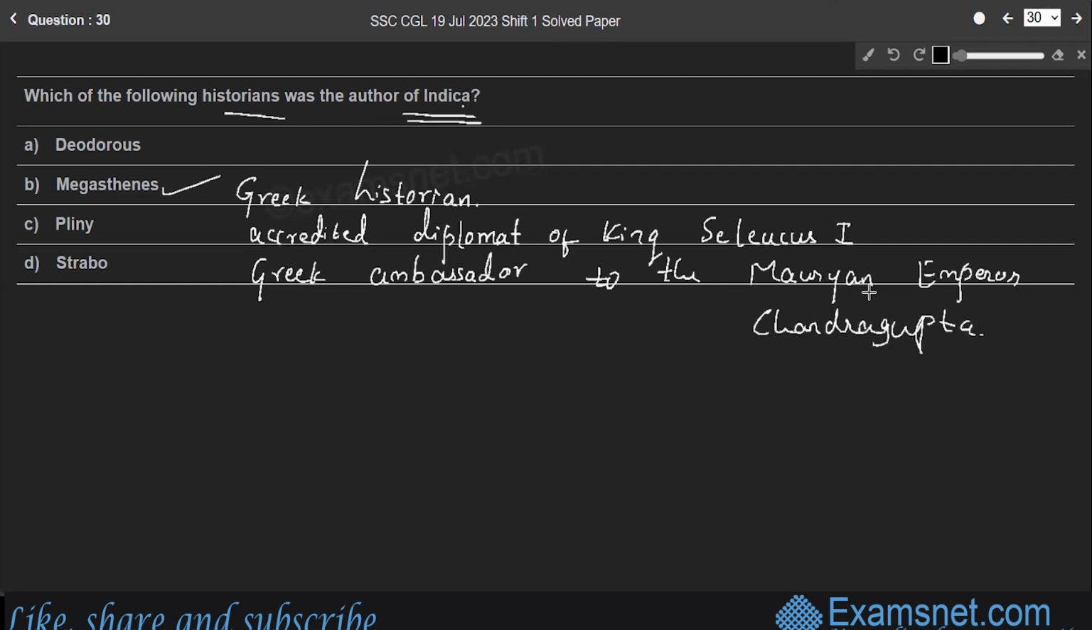In Indica, he gave comprehensive details about India. So Indica was the source for later works by historians. So option B is the right answer.